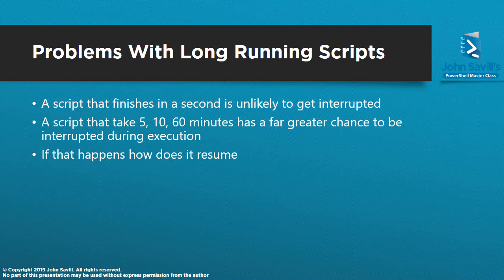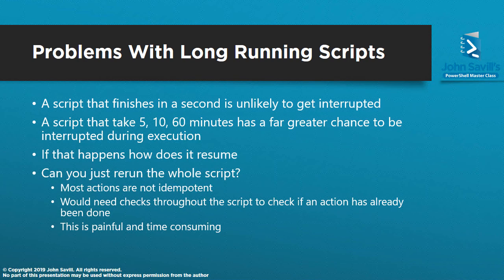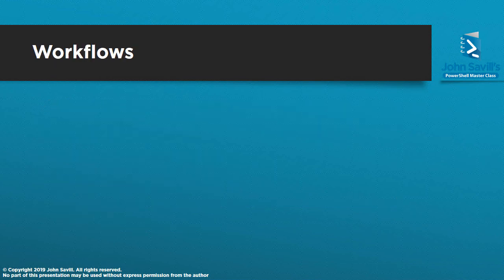Now, if there was some interruption, I just had a regular PowerShell script and I did nothing special, what would happen if I tried to just start a script? Can I just rerun the whole script? Remember we talked before about most actions are not idempotent. I can't just rerun it as many times as I want. So I would have to have scripts that have checks all the way through it that says, well, has this bit been done? And if it has been done, is this in the right state? That is very painful to do, and it is very time consuming.